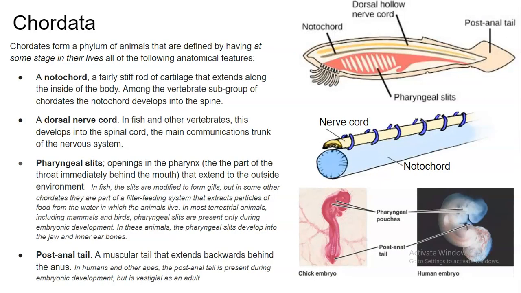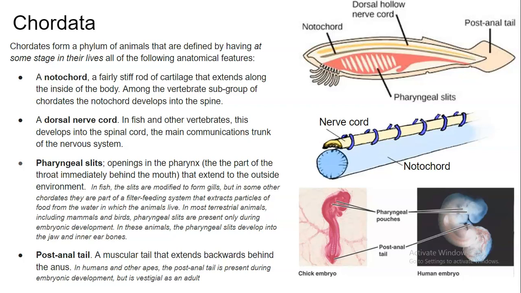Chordates form a phylum of animals that are defined by having, at some stage in their lives, all of the following anatomical features. There's 4 of them. A notochord, which is a fairly stiff rod of cartilage that extends along the inside of the body. And then those chordates who are vertebrates form a subgroup where the notochord develops into the spine. A dorsal nerve cord, which in fish and other vertebrates develops into the spinal cord.